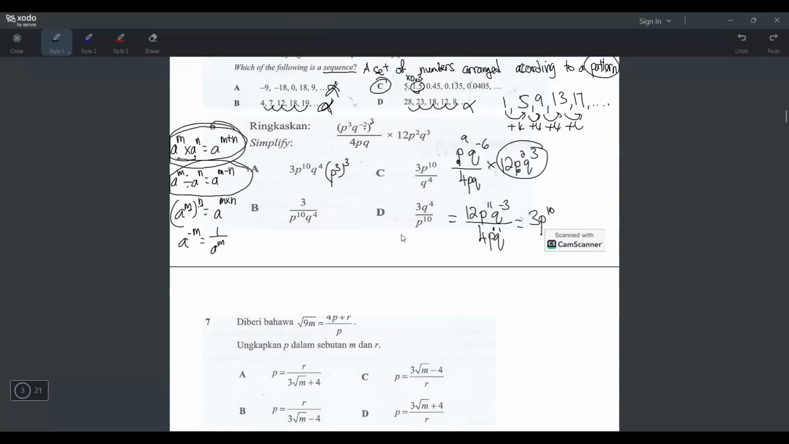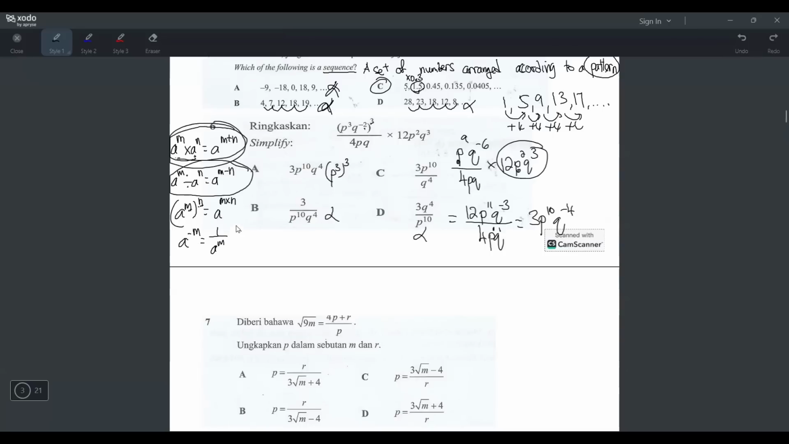So A, B, C, D yang mana confirm salah? B dengan D confirm salah lah. Sebab B dengan D dia punya P power 10 duduk bawah. And kalau dia duduk bawah means when you naik atas dia jadi P power negative 10. Tapi saya punya P power 10 memang duduk atas. So B dengan D salah. Okay, last one. Q power negative 3 divide Q power 1. So tell me, when you take same base bahagi same base, power kena buat apa? Minus, right? So Q power negative 3 minus 1 is Q power negative 4, right?